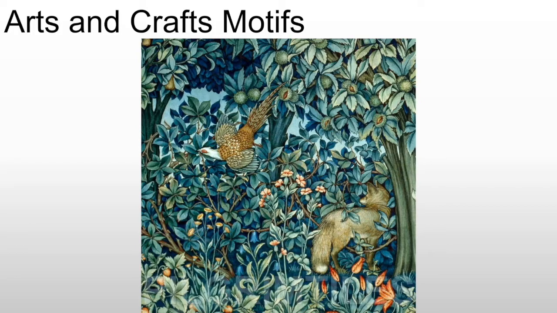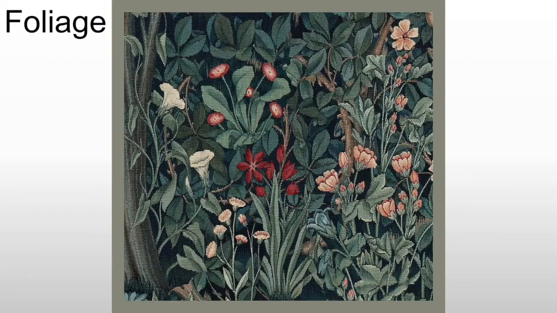Now, let's deal with some arts and crafts motifs. And these are generalizations. There are times where things will cross over from one to the other. We will often see foliage. Now, in arts and crafts, the foliage is often going to be very naturalistic. They aren't stylizing it too much. It looks very realistic given the material that they're working with.